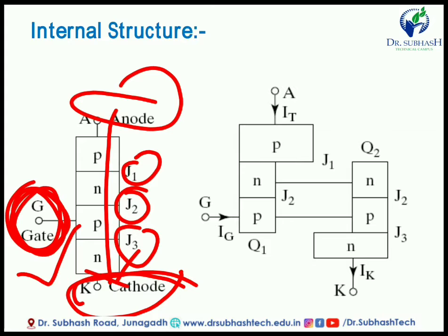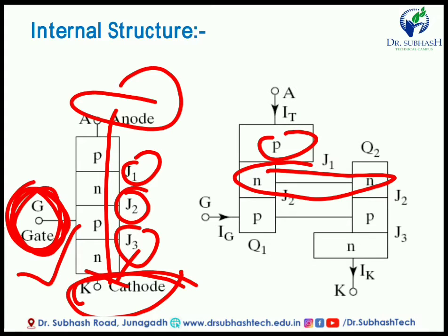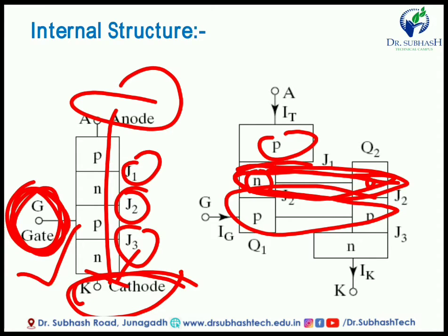Now in this video we discuss how to design an SCR using two transistors. Junction J1 is between the P and N regions. The N region of T1 or Q1 and the N region of Q2 are directly connected to each other, and they make an N layer. J2 is between the P type and N type material, and the P type material of Q1 and the P type material of Q2 are directly connected to each other.